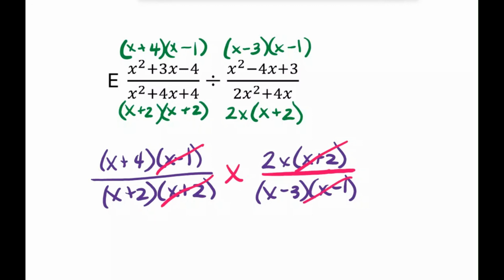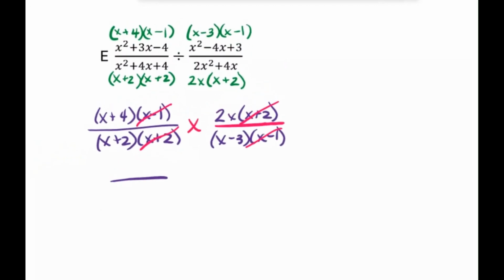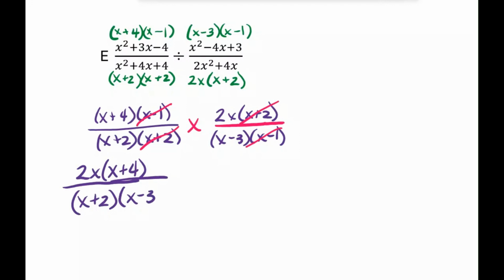I think that's it. All right, so in my final answer, oops, I've got x plus 4 on top. Oops, we'll put the 2x in the front. That would look weird. And then I've got an x plus 2 on the bottom and an x minus 3.